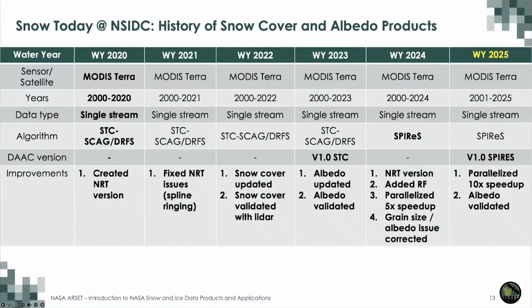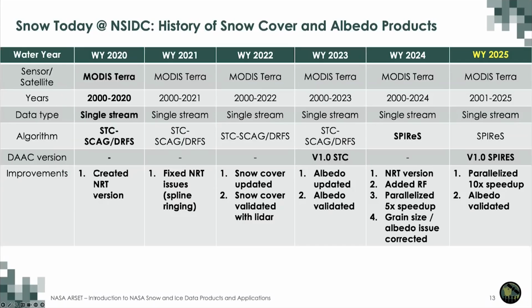Now, water managers need consistent products, and we've been providing those for 5 years. I won't go into a lot of detail here, but this shows the progression of our algorithm development. The Snow Today website, again, started in 2020, and we've been active for a few years now. In the first year, we used MODIS Terra and the STC SCAG DRFS algorithm. And we did that for about 4 years. Moving forward, we've now transitioned to the Spires algorithm.